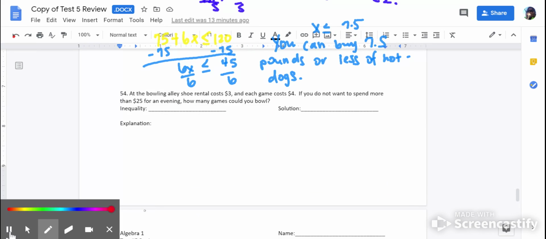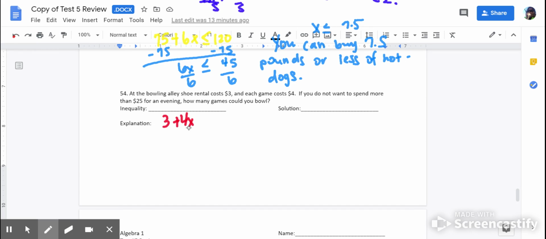For 54, at the bowling alley, the shoe rental costs $3 and each game costs $4. So we have to pay $3 for our shoes. Every game that we play is $4. If you do not want to spend more than $25, so this has to be less than or equal to 25, can it be equal to? Yes, we just can't spend more than that. How many games would you bowl?